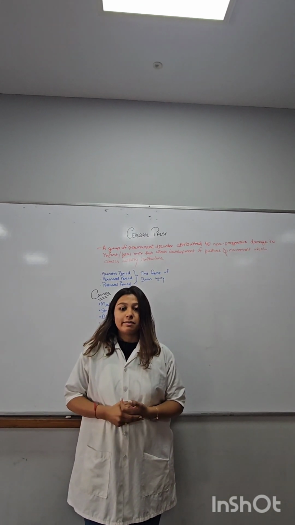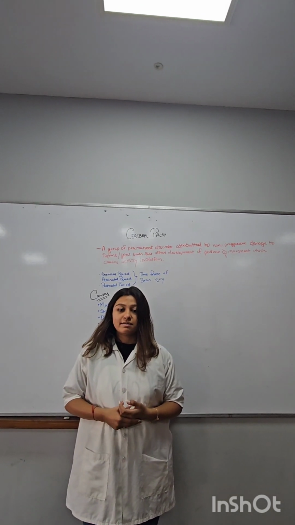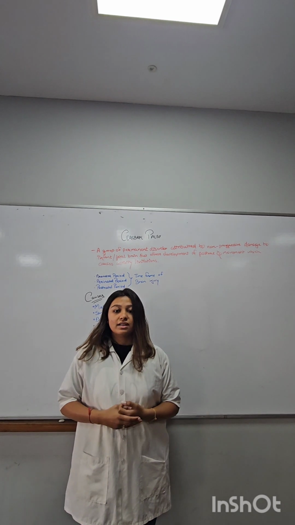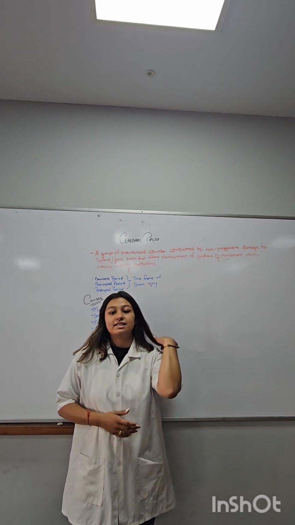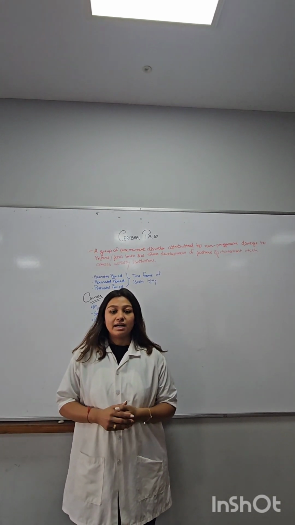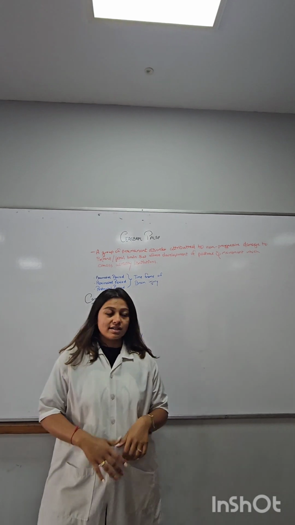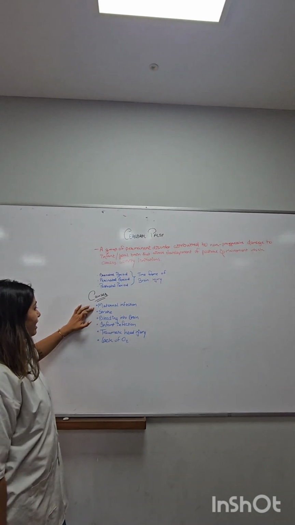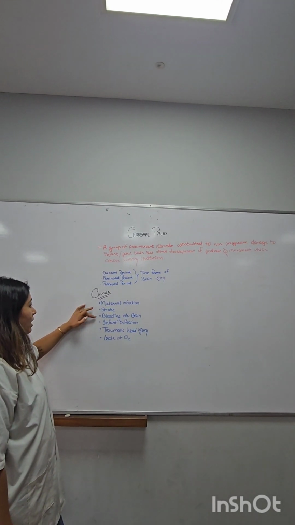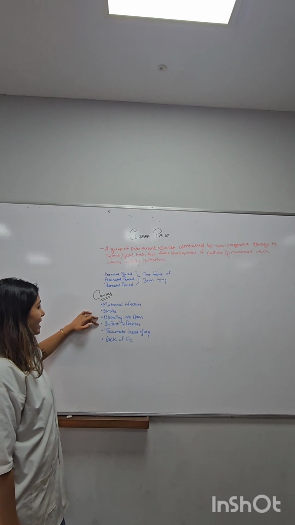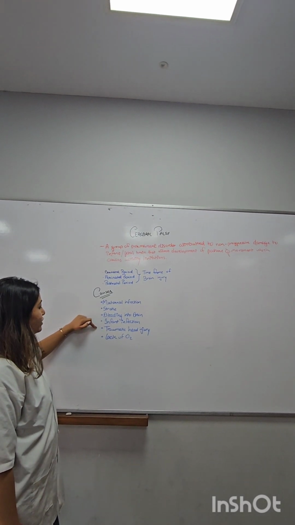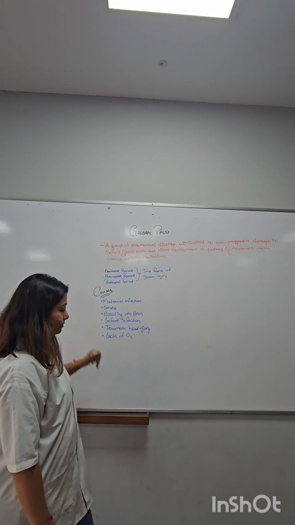Cerebral palsy is the most common motor disability in childhood. The etiology of cerebral palsy is very diverse and multifactorial. The causes are maternal infection, stroke, bleeding into the brain, infant infection, traumatic head injury, and lack of oxygen.